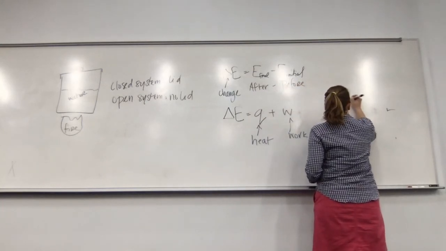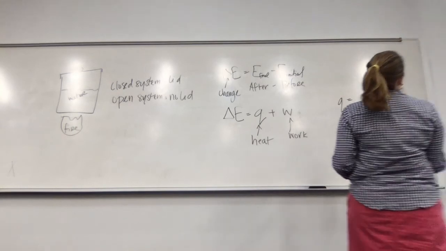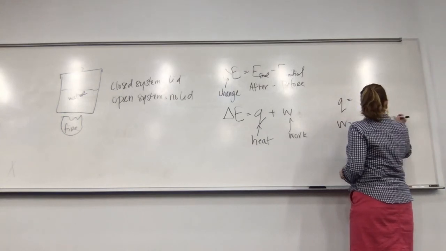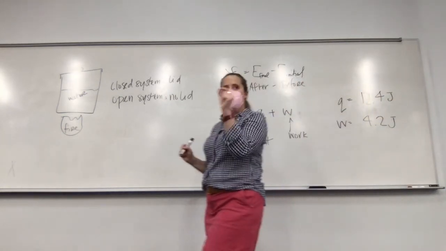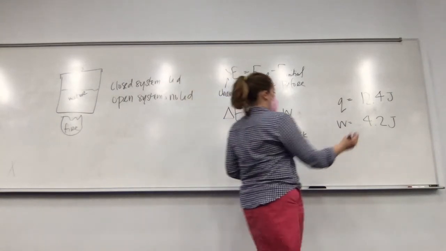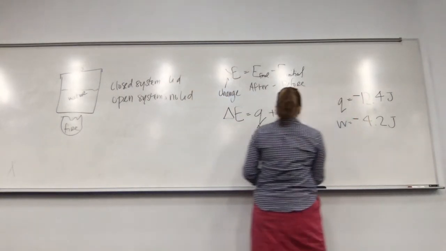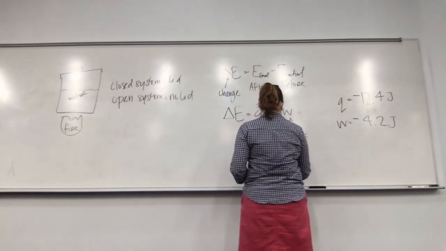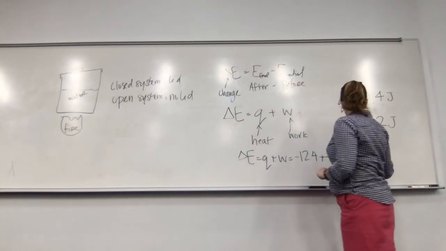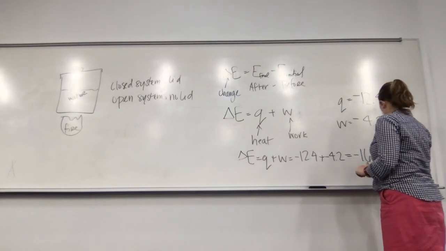So the question is, if we know that heat is 12.4, and we know that work equals 4.2, the hardest part of this calculation is deciding if it is negative or positive. So if the system releases heat to the surroundings, does that mean it is positive or negative? Negative. What about work? Also negative. So when we do delta E equals Q plus W, that is negative 12.4 plus negative 4.2, and that gives you negative 16.6 joules.